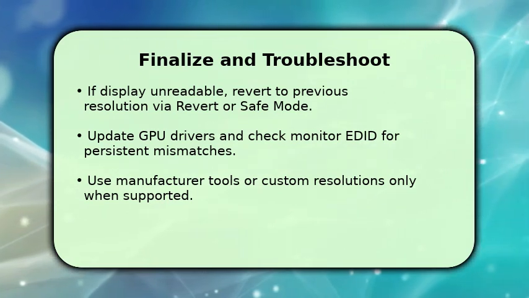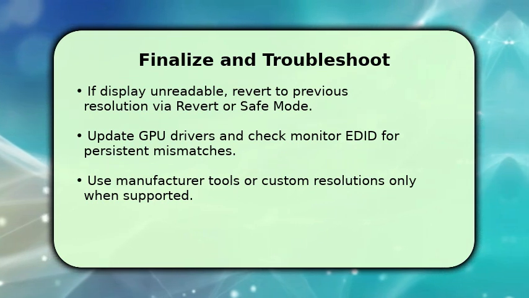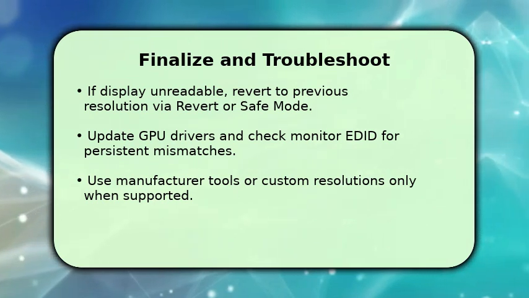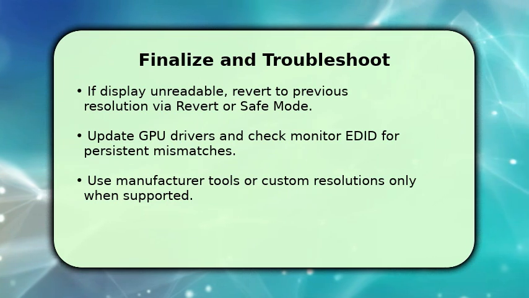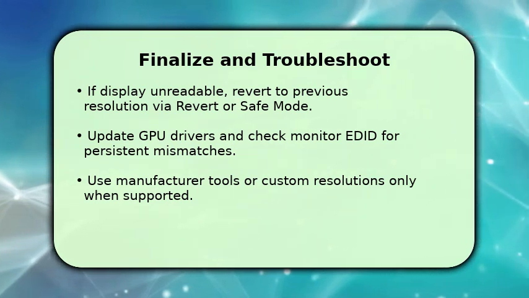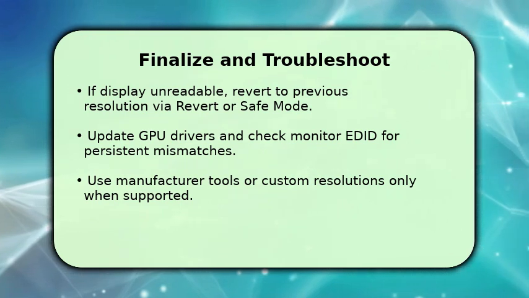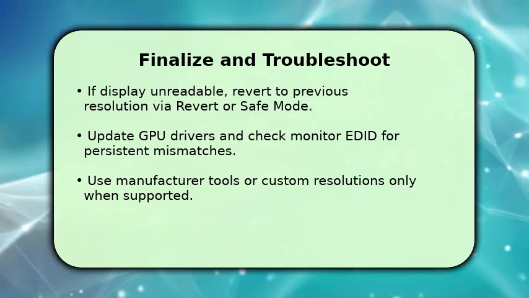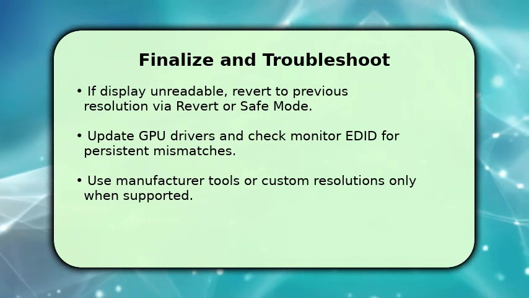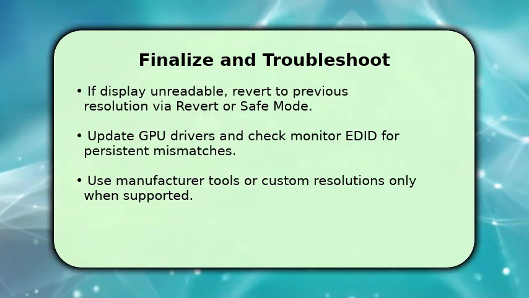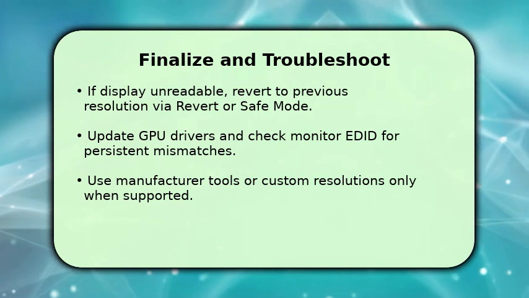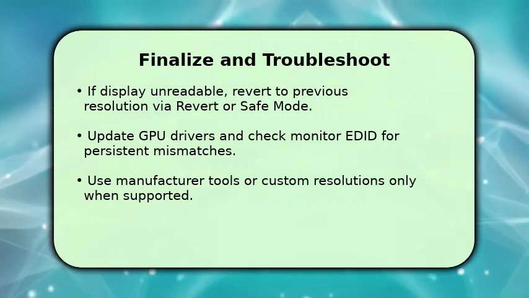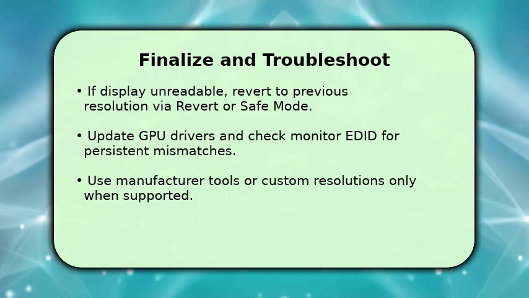If something goes wrong and the screen is unreadable, don't panic. Wait for the automatic rollback or boot into safe mode to revert. Make sure to update GPU drivers and check the monitor's EDID information if resolution options are missing. If you need a custom resolution, use your graphics control panel or manufacturer tool and only apply supported modes. This prevents scaling artifacts and potential hardware conflicts.